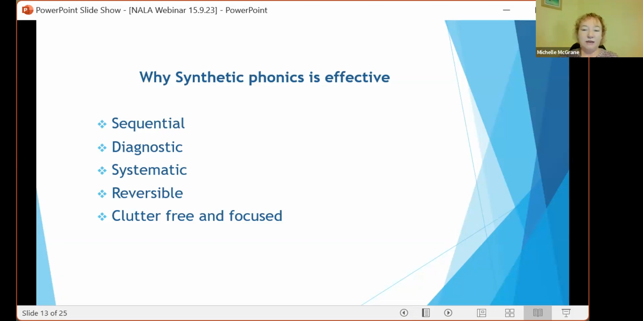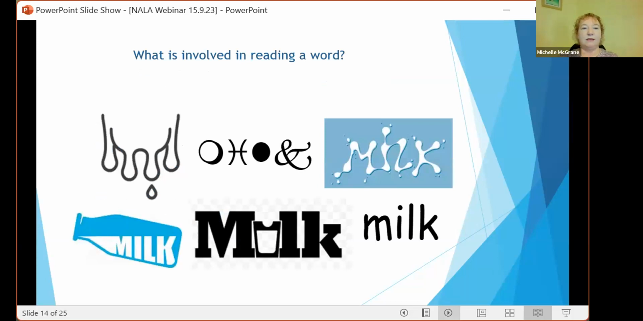And it's clutter-free and focused, by which I mean that it's literally teaching just this. And not a lot of other kind of bells and whistles. There's no extra tricks or special funny things. So I've been talking now for a very, very long time about how to teach a word. And so for a moment, I just want you to stop and think about what exactly is involved in teaching a word. What do I mean when I say reading a word? Sorry, to be more clear, how to read a word.